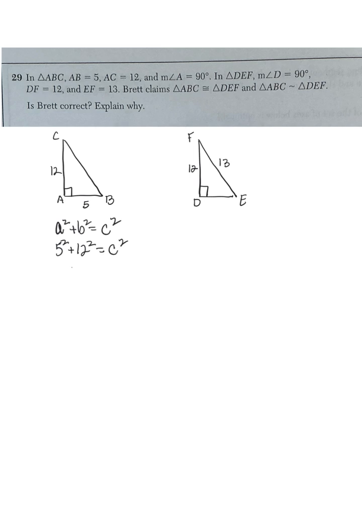When I put this in my calculator, I get 169 equals c squared. Now remember, I'm looking for c though. So I'm going to have to take the square root of both sides, because the opposite of squaring is square rooting.